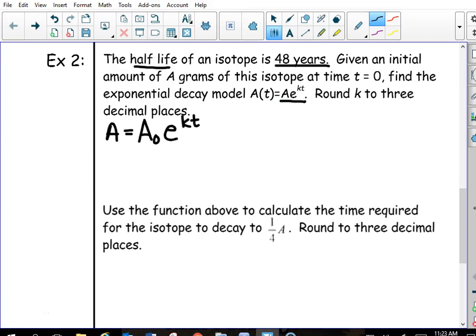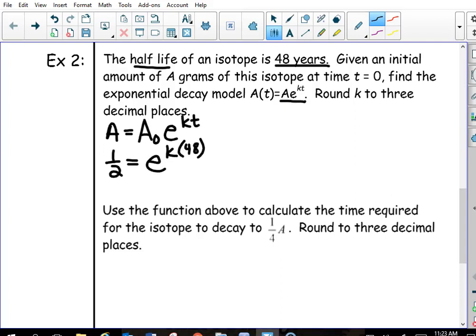Now, back to the problem that we just did, if we do the division of A sub 0, what they're telling us is on the left-hand side, we're going to have 1/2. And the book shows an example. I typically don't do this when they tell us that we've got a half-life. Our amount diminishes to 1/2 of the original amount. We just start out with 1/2 on the left-hand side. And that will happen over a course of 48 years. Notice how everything but k has numbers on it. And now we can just solve this equation.